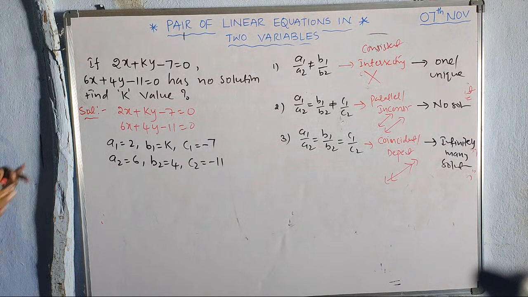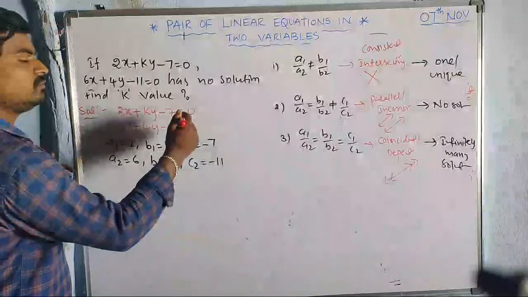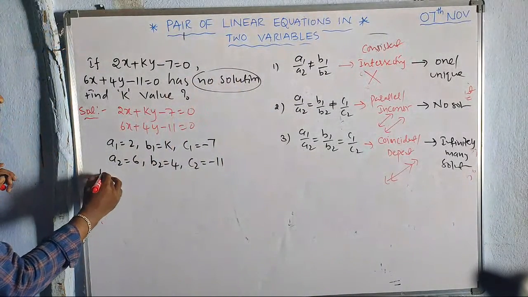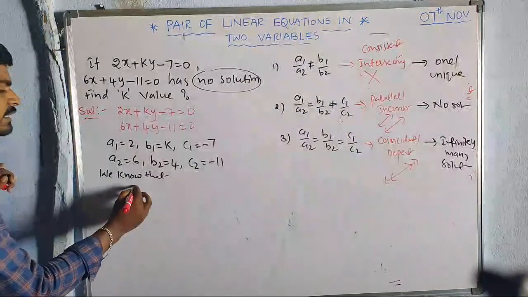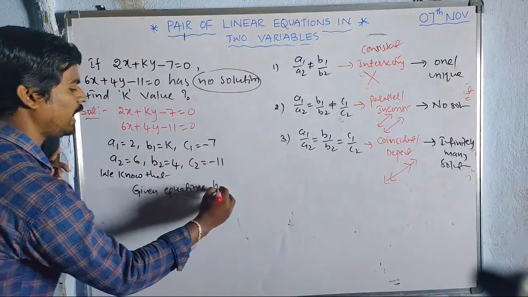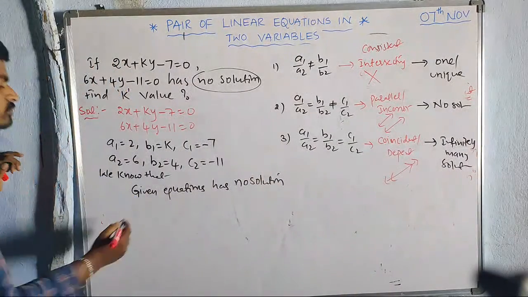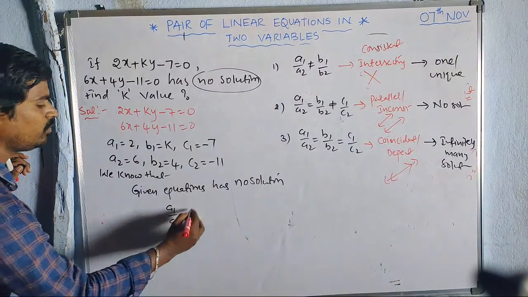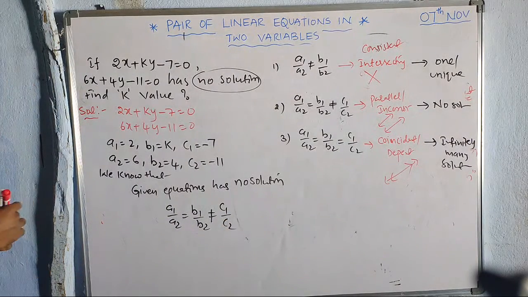So friends, after writing this, what is the given condition actually? Here the pair of linear equations has no solution, already given. So we can apply the second condition: a1 by a2 equals b1 by b2 not equals c1 by c2. We have to write it like this.